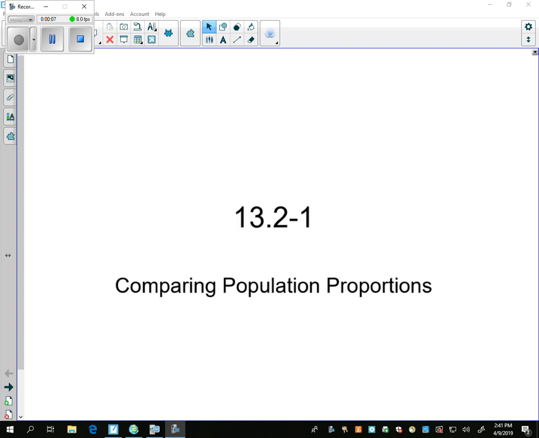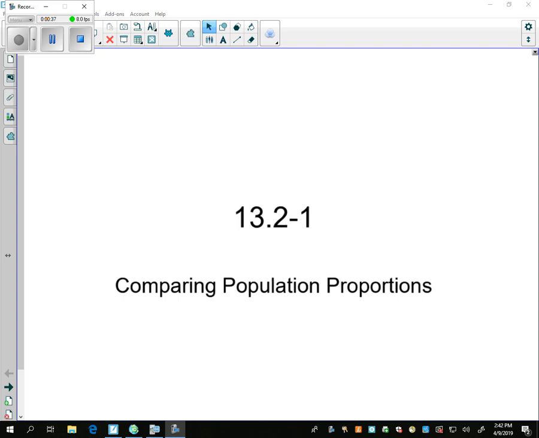This will conclude chapter 13, so I recommend that you finish reading chapter 13, section 2, and this will take care of the frappies in the last packet, labeled chapter 13.2 frappies. So 13.1 talked about comparing two population means, and here we're going to compare two population proportions.